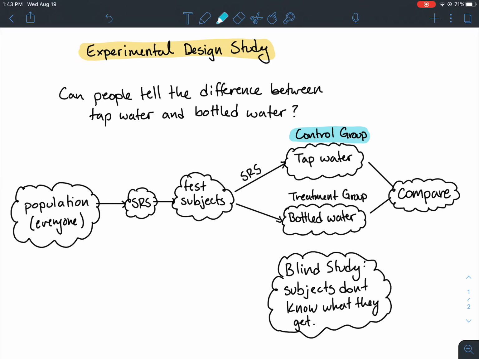So in this case, we were trying to study if bottled water tastes different. Well, for the treatment group, we gave them bottled water, even though they didn't know it, and we wanted to say, can you tell a difference? So that's the first big thing with experimental studies.